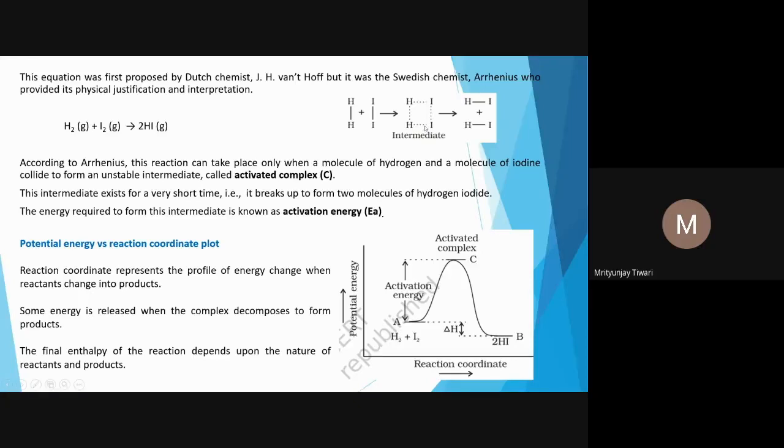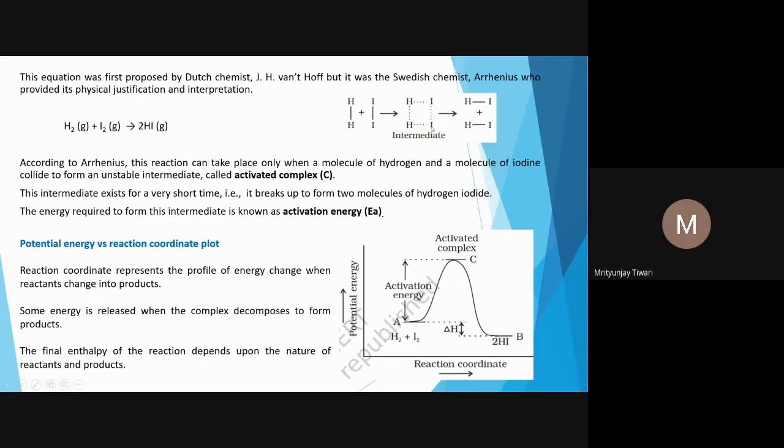The difference in energy between the intermediate complex and the reactants we call the activation energy. So the energy of the intermediate complex minus the energy of the reactants is called activation energy. This intermediate we call the activated complex. These molecules had certain energy, and to form the activated complex they require extra energy, and that energy is called activation energy. It means the energy required to activate these molecules to perform a chemical reaction.